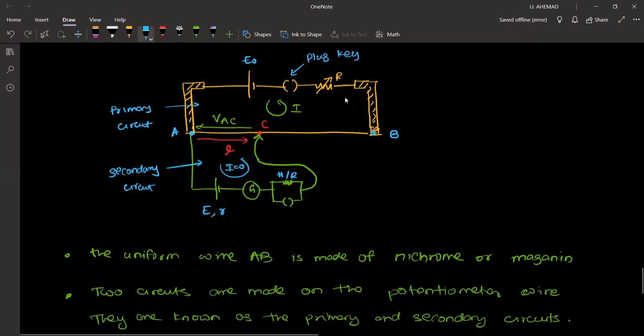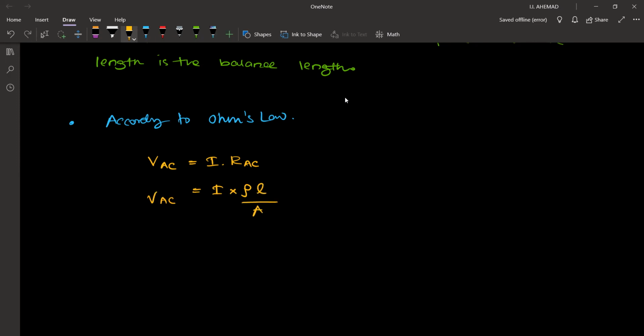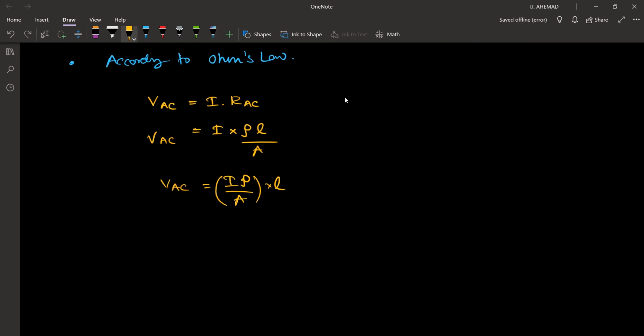So VAC, according to Ohm's law, is equal to I into RAC, the resistance of the wire between A and C, but this one could be written as rho L over A. Here I, rho and A are always constant along this wire. So VAC is equal to I rho L over A.